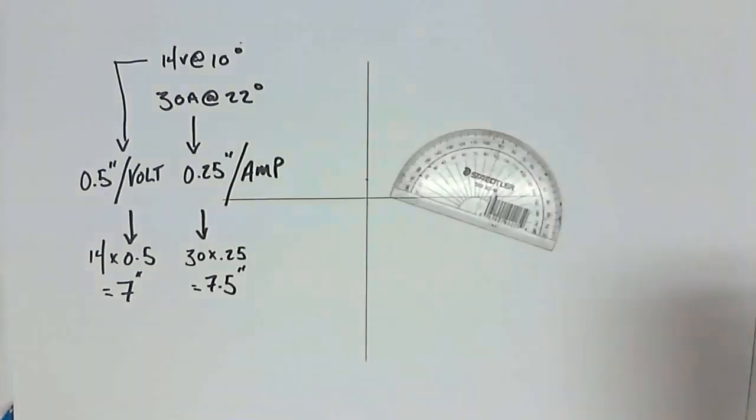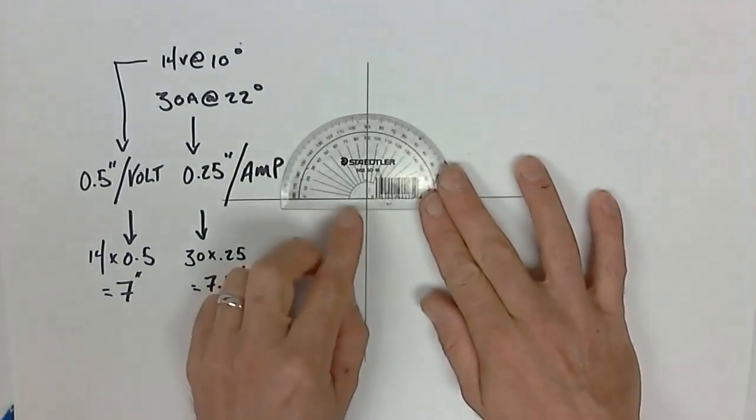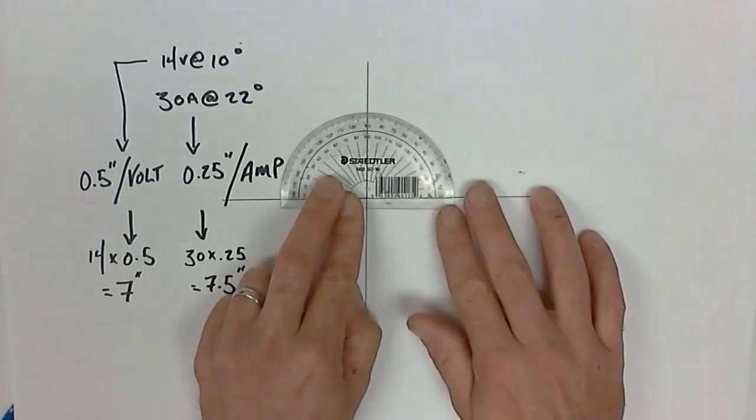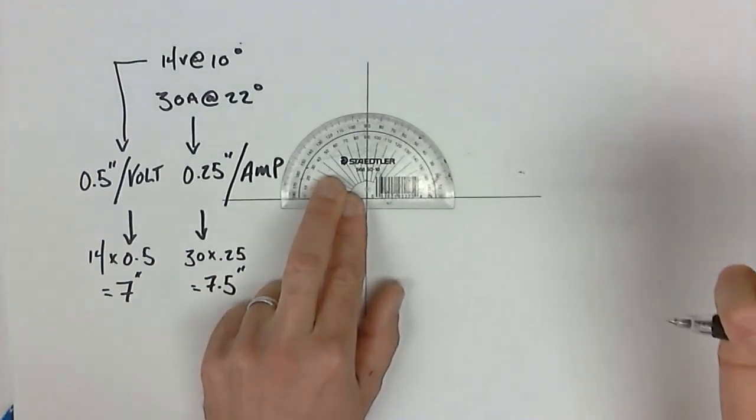So let's sketch these. The first thing I need is my protractor. So I'm going to first put a little dot where 10 degrees is on my page. And it's going to be as accurate as I can possibly get it. And I know it's not perfect, but a protractor sure makes heaps of difference.